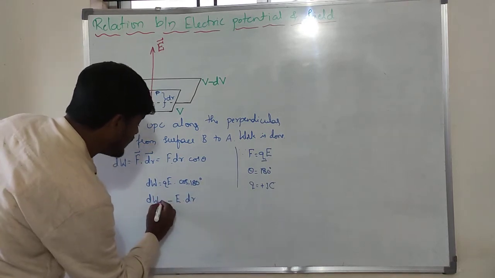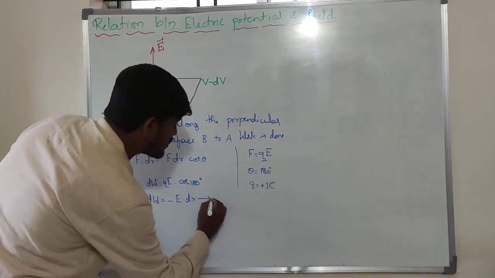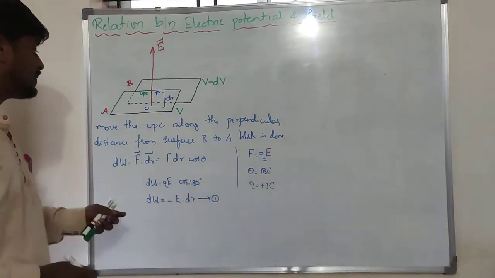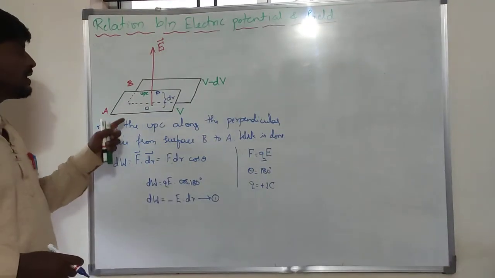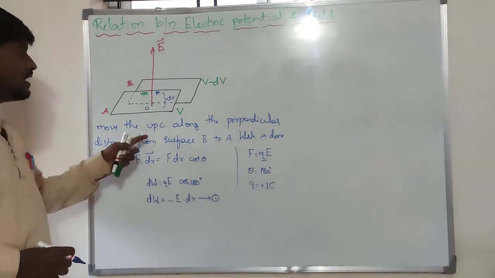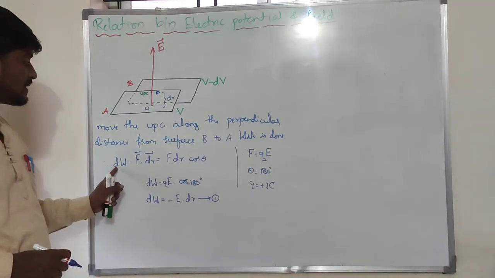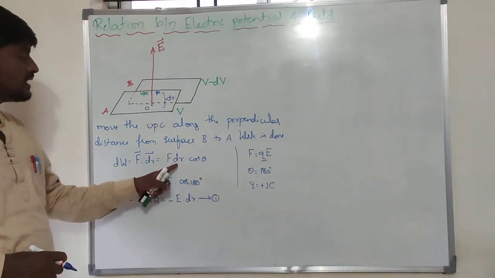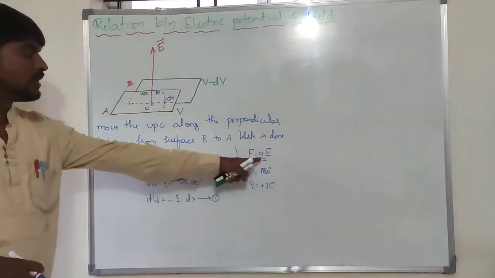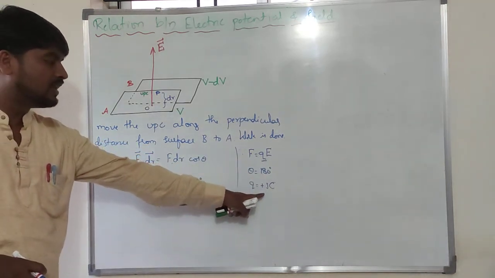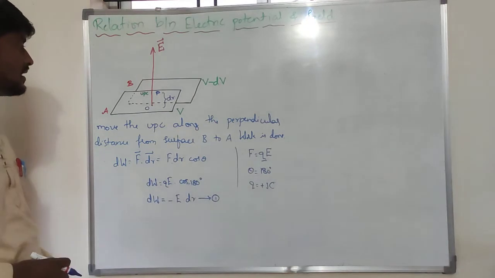This is one more very important relation. Say equation number 1. I repeat once again. I moved the UPC from surface B to surface A. Work is done. That work done is expressed as dW equal to F dr cos theta. Then substitute the value of F equal to QE, theta equal to 180 degree, Q equal to plus 1 coulomb, and you will get the answer.